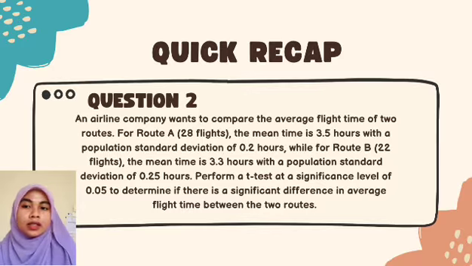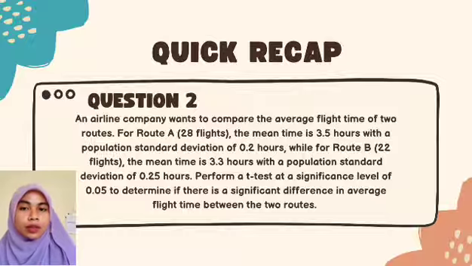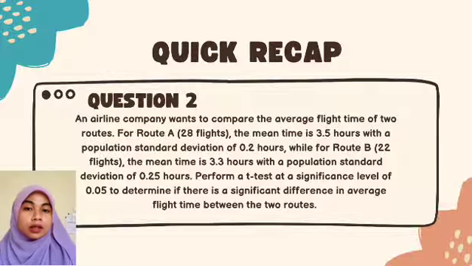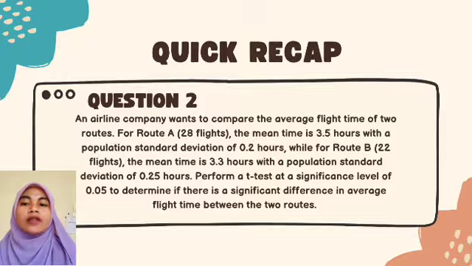What we want to discuss in question 2 is comparing the average flight time of two roads, road A and road B. For road A and road B, the question already gives the sample size, mean and standard deviation. Road A has a sample of 28, mean 3.5 and standard deviation 0.2. For road B, we have a sample of 22, mean 3.3 and standard deviation 0.25.